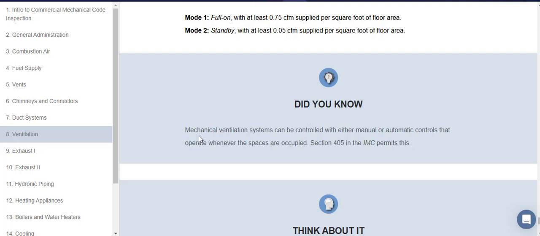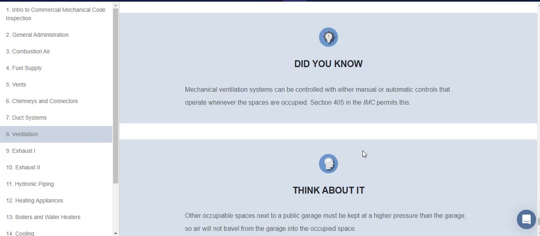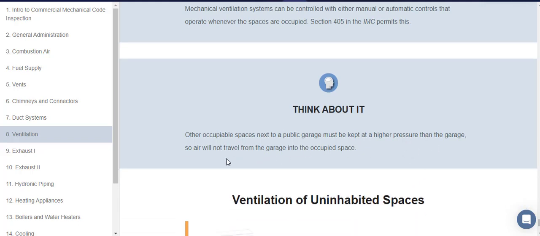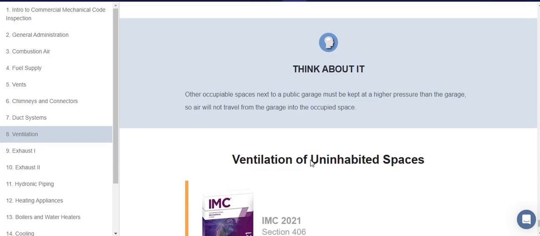Did you know a mechanical ventilation system can be controlled with either manual or automatic controls that operate whenever the space is occupied? Section 405 of the International Mechanical Code permits this. Think about it. Other occupiable spaces next to a public garage must be kept at a higher pressure than the garage, so air will not travel from the garage into the occupied space.